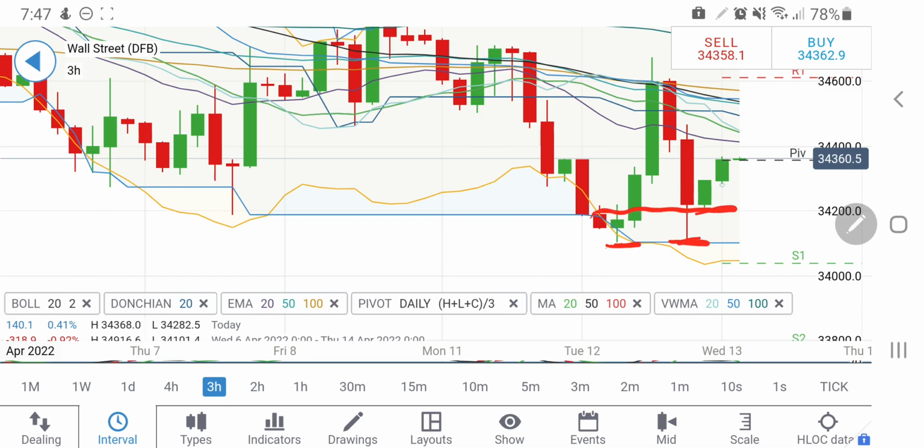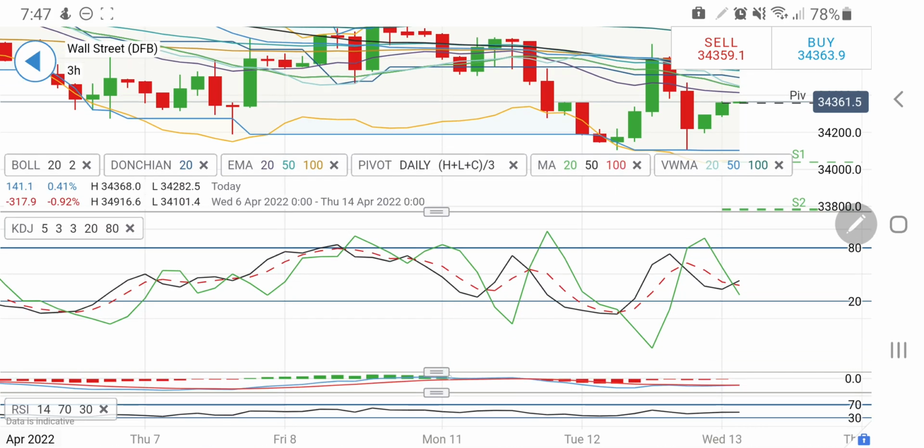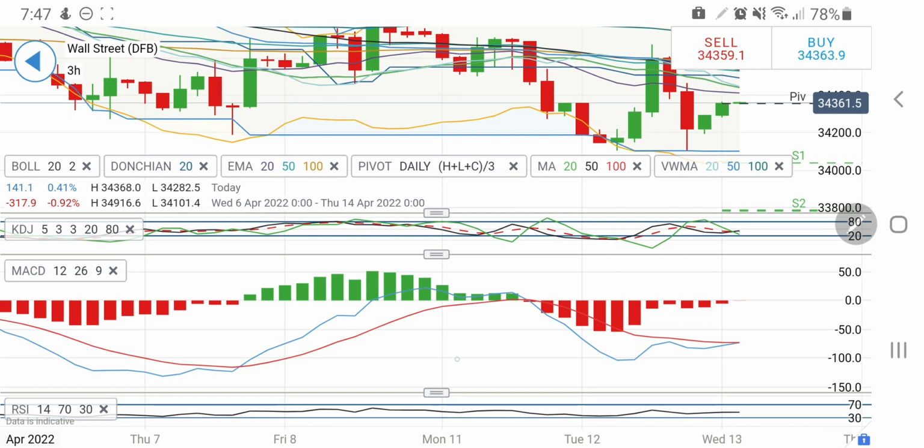Now the support at 34,200 is there, and that is why I say only short entries below 34,250, below which you can expect it to drop. Else, it is trying to retrace back from here. The target is towards 34,550, 34,600 levels. Take your positions accordingly.